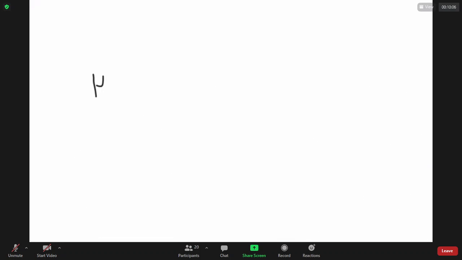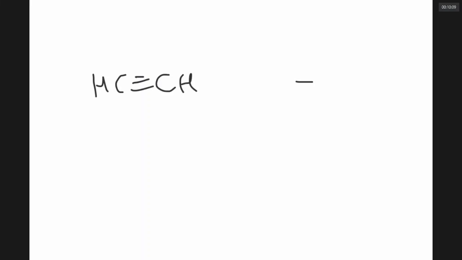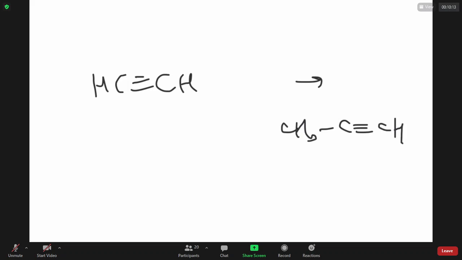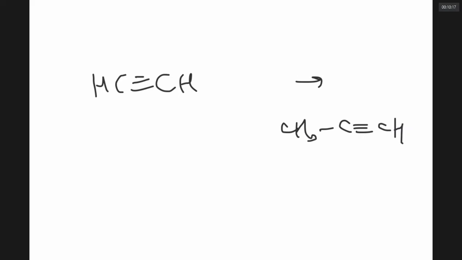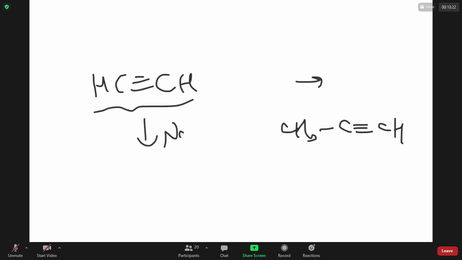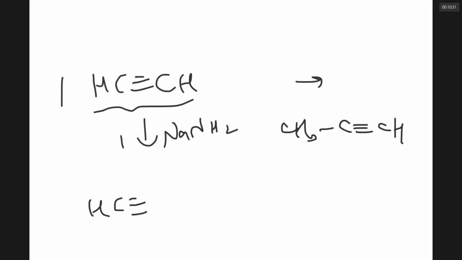Now I started with this compound and I want to get this compound. How can I get it? One idea is, because this is acidic, you react with a base like sodamide. You should be careful enough: take only 1 mole and 1 mole. Sodium acetylide.